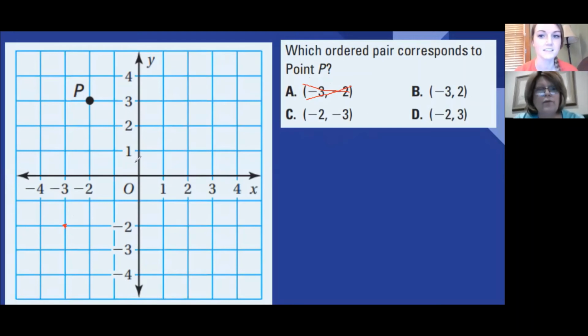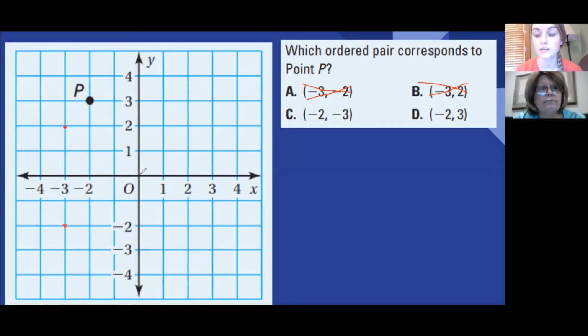B is -3, 2. So we go back 3 because X is first. So 1, 2, 3. And then Y is 2, and that's positive. So we go up 2. 1. Just like a thermometer. Oh, yeah, that's a good way to think about it. I think you even mentioned that last time, to think about it like a thermometer. Okay. That's not P. So is it B? No, not B. Okay, let's try C.